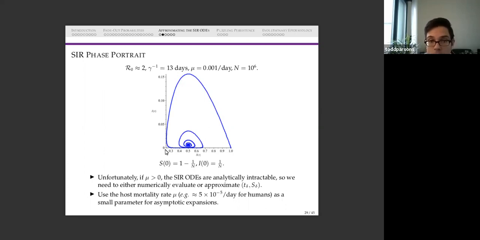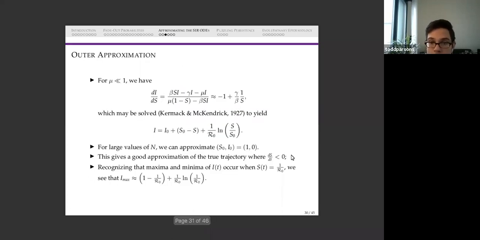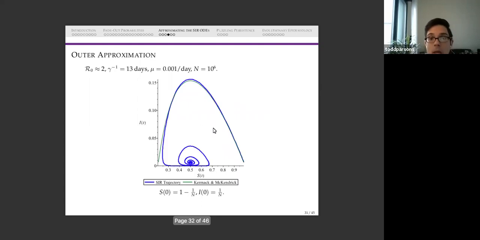Whereas in the actual system, we have this increase again. This approximation works well until you see an increase in the number of susceptibles again. We can use it very well to predict the maximum size of the epidemic, and it works reasonably well for actual data.